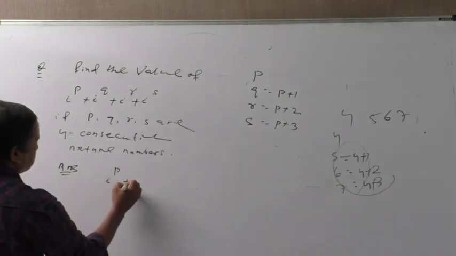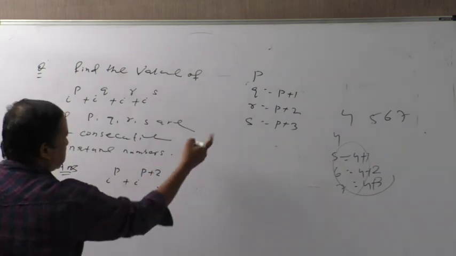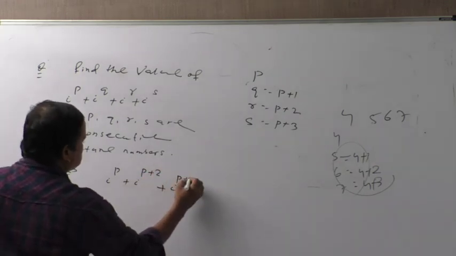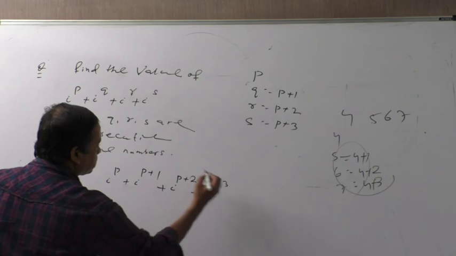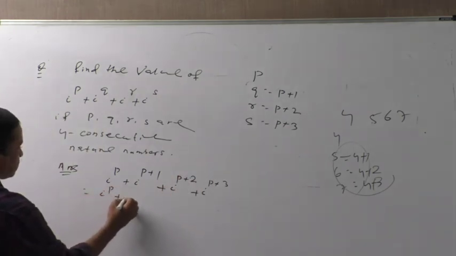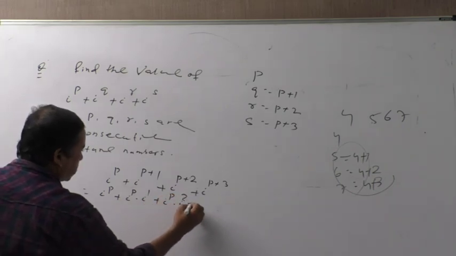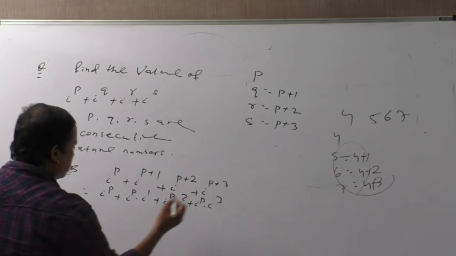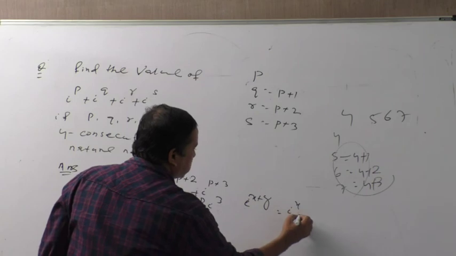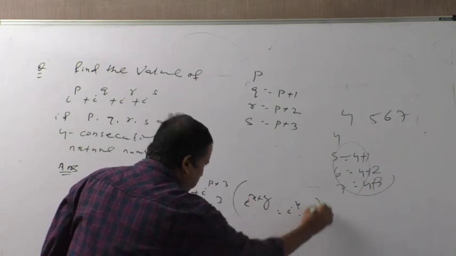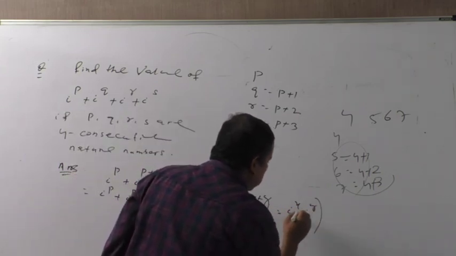Now put the values here: i to the power P, i to the power P plus 1, i to the power P plus 2, i to the power P plus 3. Now this much is i to the power P, i to the power P into i to the power 1, i to the power P into i squared, i to the power P into i cubed, because i to the power x plus y is i to the power x into i to the power y. This is by the law of indices. You know this much.